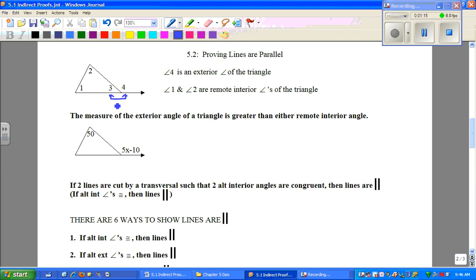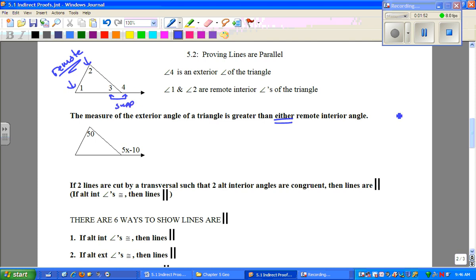So what we're going to learn is that the measure of the exterior angle of a triangle is greater than either of the remote interior angles. So this exterior angle is greater than either one of these two right here. Well, why is that? Because you actually learned something about an exterior angle. These are the remote interior angles, the ones away from the exterior angle. And we know that this is a linear pair, so they're supplementary.